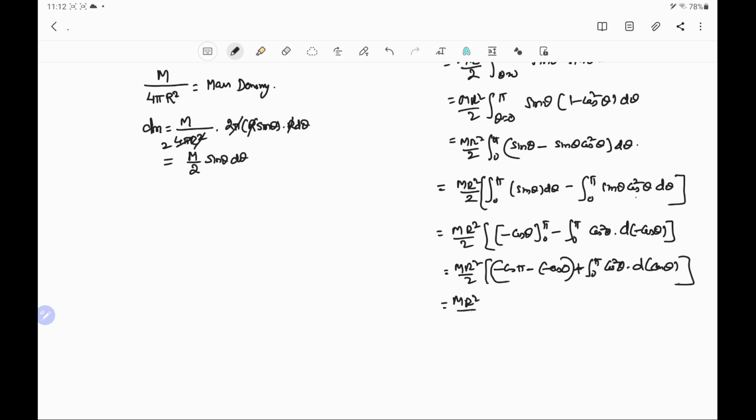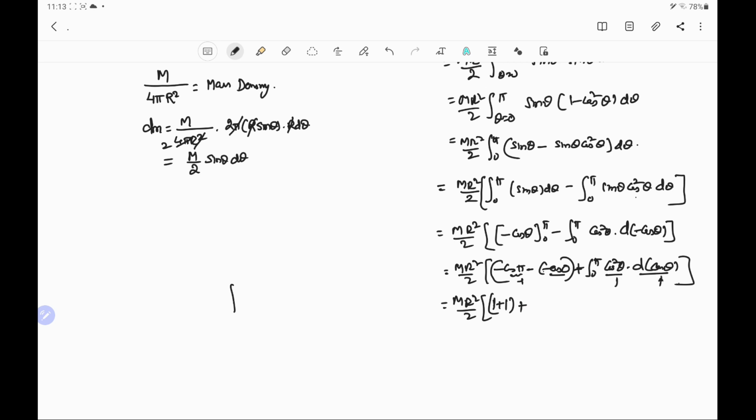M r square by 2, this minus cos pi. Cos pi is minus 1. So minus minus plus, it is 1. Cos 0 is 1. And this minus minus will become plus. So it is 1 plus 1, plus integral of this cos square theta, this d cos theta, because this variable is the same here.